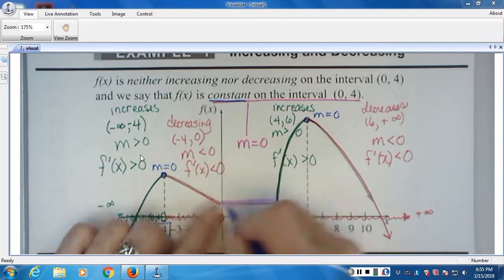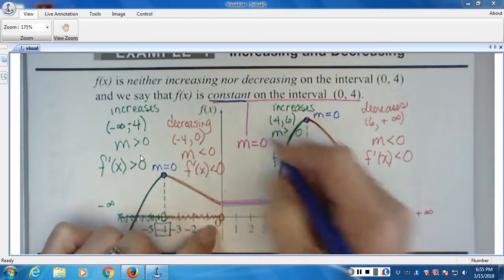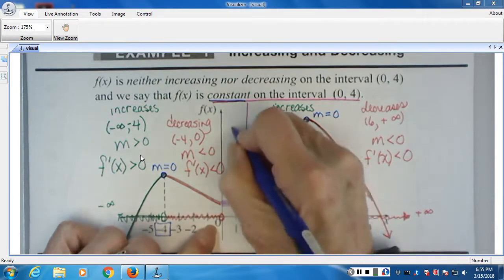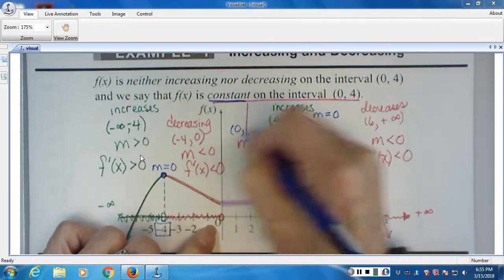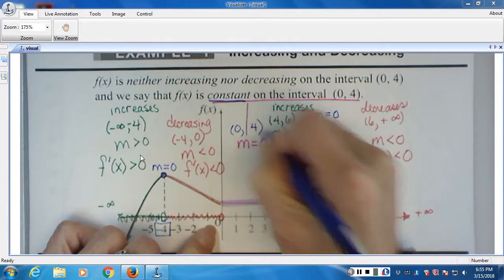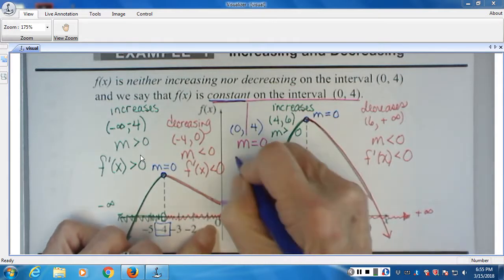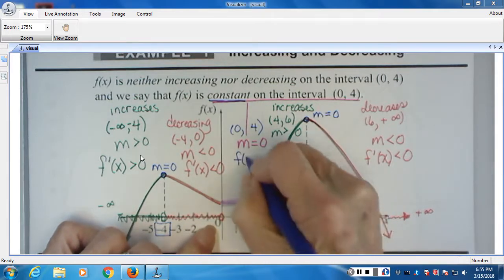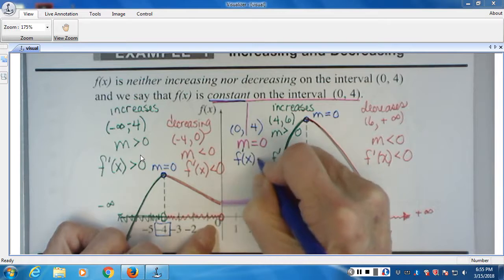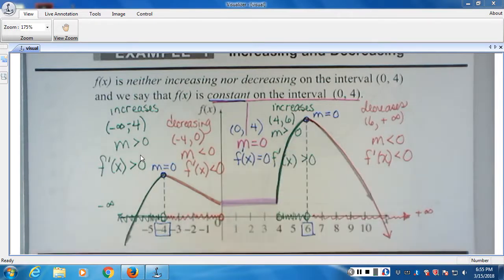Because the slope on the interval from 0 to +4 is equal to 0, all along that interval, the value of the derivative is going to turn out to be 0. Because that is the relationship between slope and a derivative. Now here comes the other 2 points.